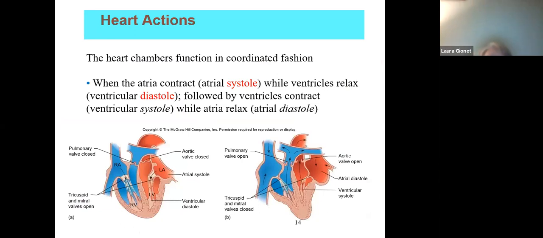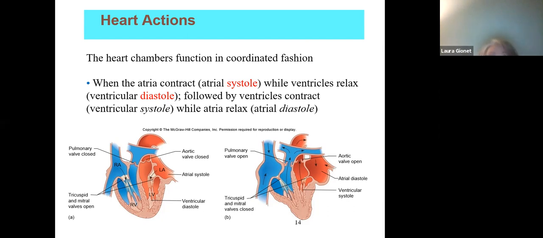Okay, so heart actions: the heart chambers function in a coordinated fashion. The right and left atria should contract in unison, and the term for contraction is called systole. After the atria contract, they can enter a relaxation phase, and that's called atrial diastole. Diastole means to rest, and systole means to contract. So when the atria are contracting, the ventricles should be in relaxation, or in diastole.